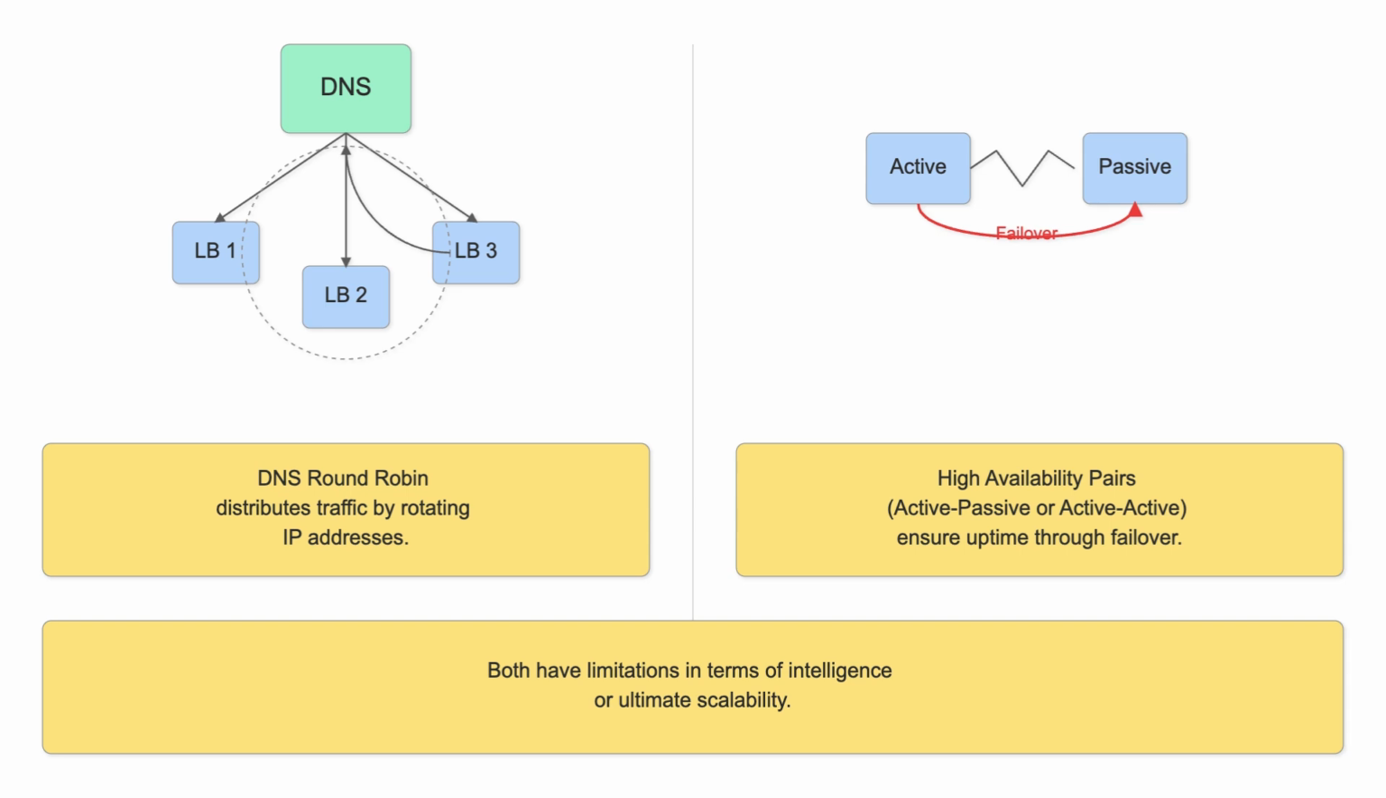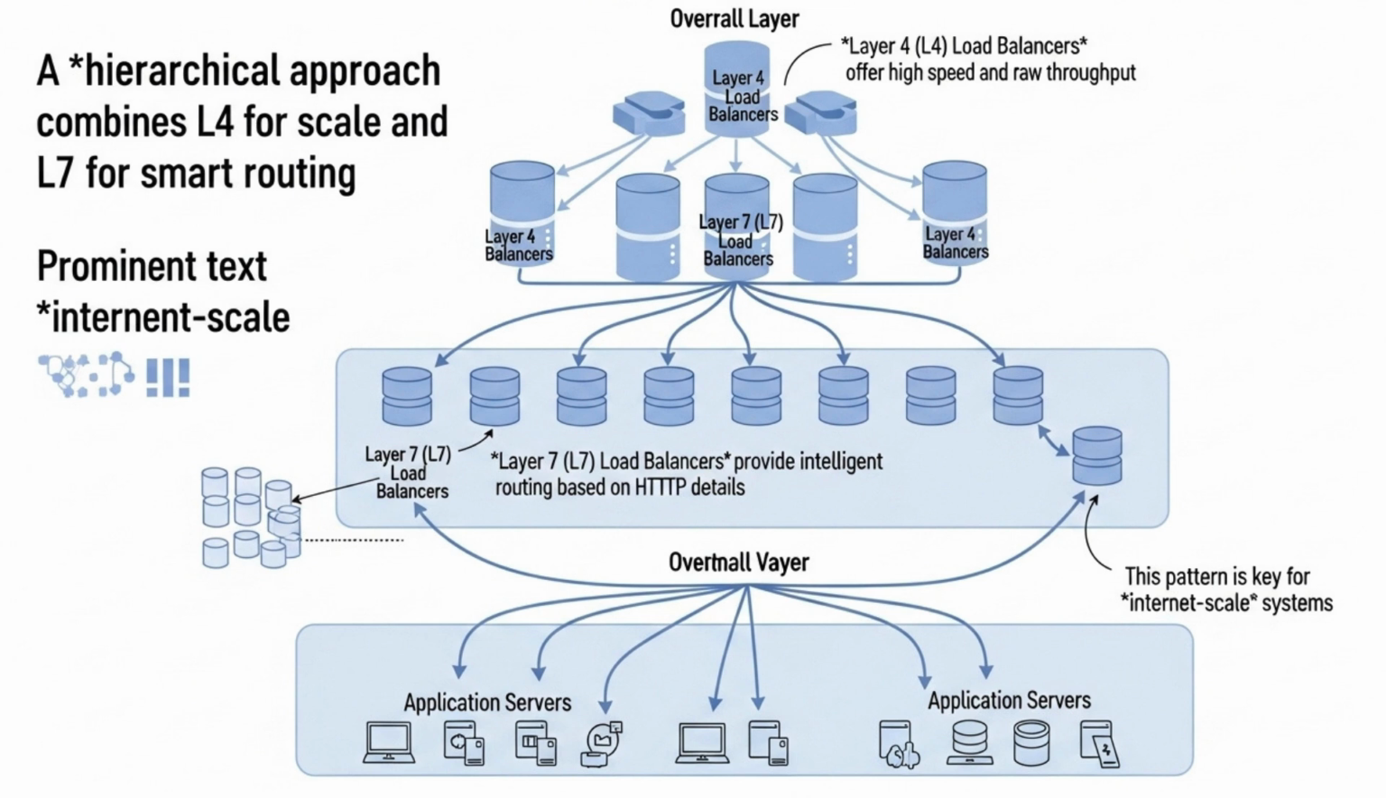When you're operating at internet scale, you need a more powerful approach. L4 and L7 hierarchical splitting. This is how hyperscalers think. Layer 4 load balancers operate at the TCP or UDP level. They're incredibly fast, handling millions of concurrent connections, but they're dumb. They just forward packets based on IP and port with minimal CPU overhead. Layer 7 load balancers, on the other hand, are intelligent. They operate at the HTTP level and can route based on URL paths, headers, and even cookies. This intelligence comes at a cost. They are much more CPU intensive.